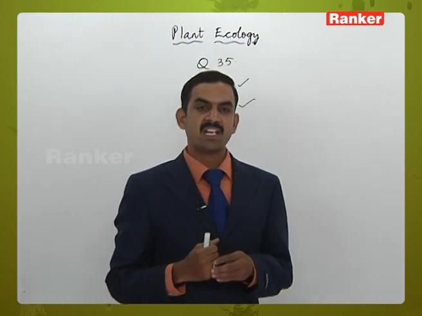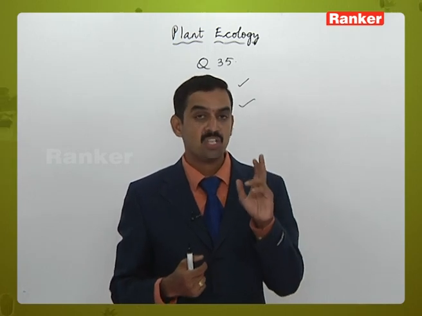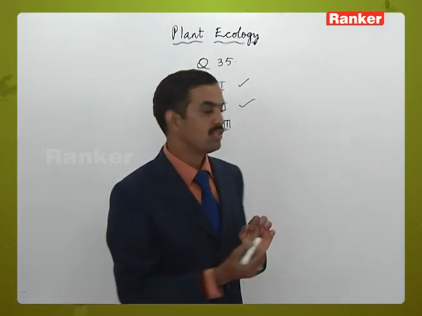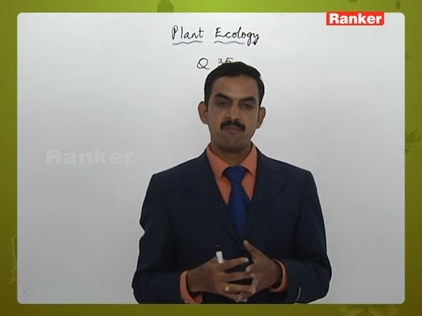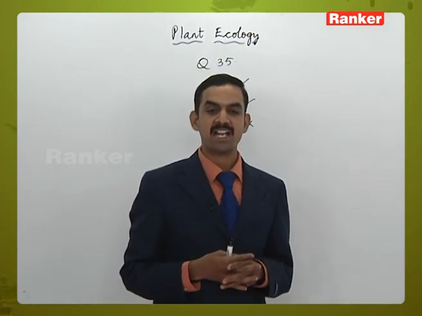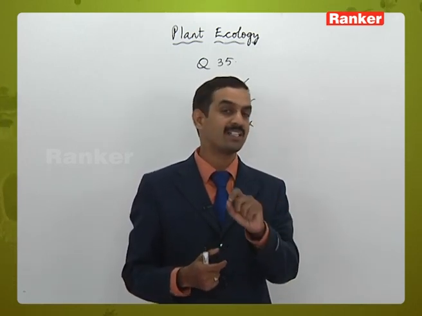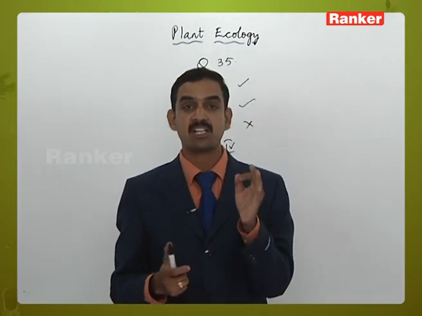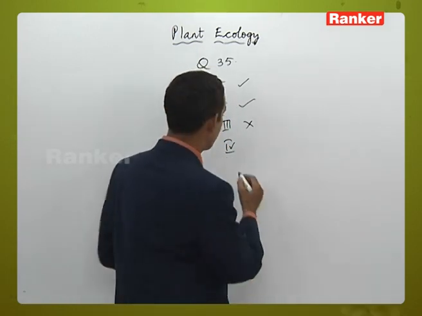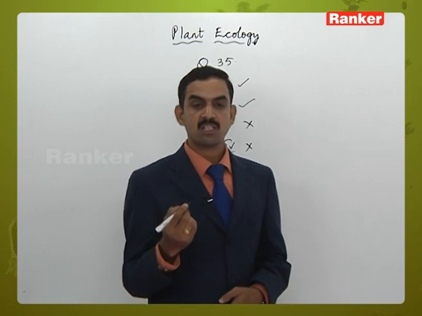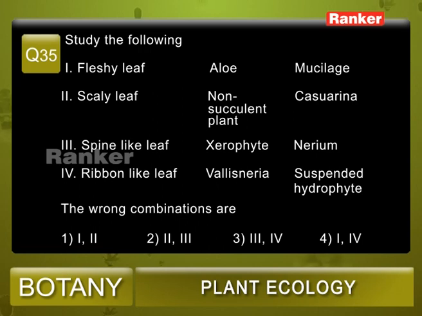Then spine-like leaf, xerophyte and Nerium. Nerium is a plant in which the leaves are not modified into spine-like structures. So this is wrong. Fourth one, the ribbon-like leaf, Vallisneria and suspended hydrophyte. Vallisneria is a submerged rooted hydrophyte, not a suspended hydrophyte. And one thing is it has a ribbon-like leaf. Ribbon-like leaf is correct, but suspended hydrophyte is incorrect. So the fourth one is incorrect. So the wrong statements are 3 and 4. So question number 35, the correct answer is 3.